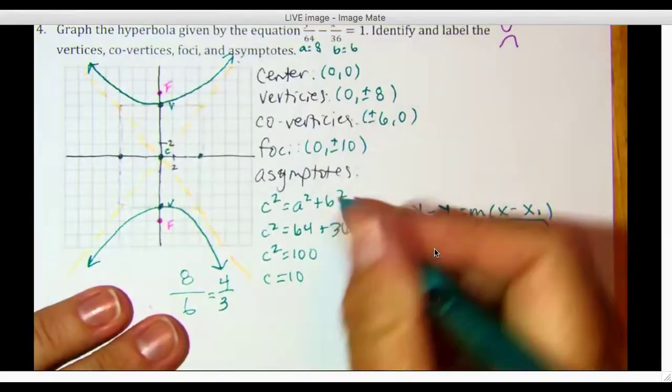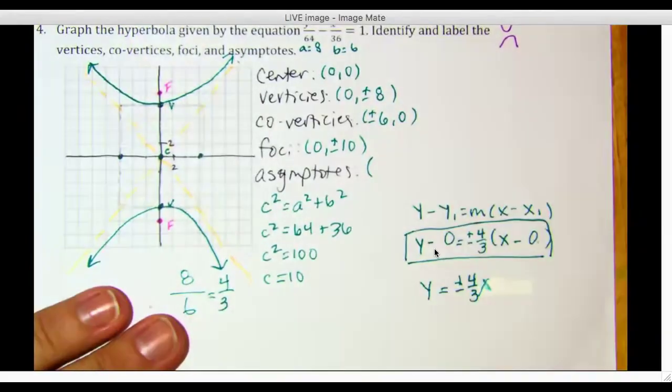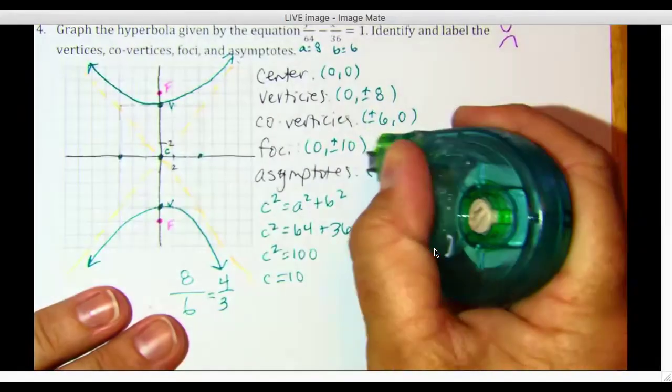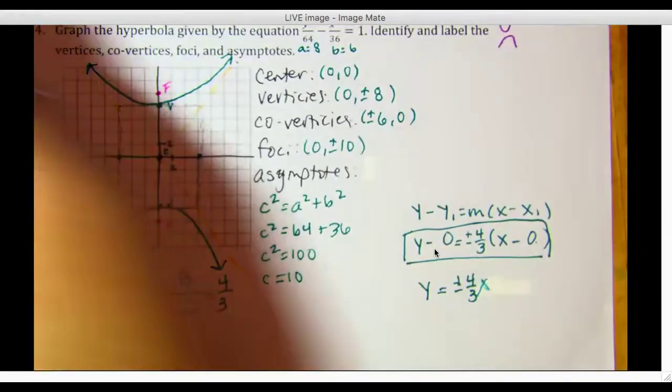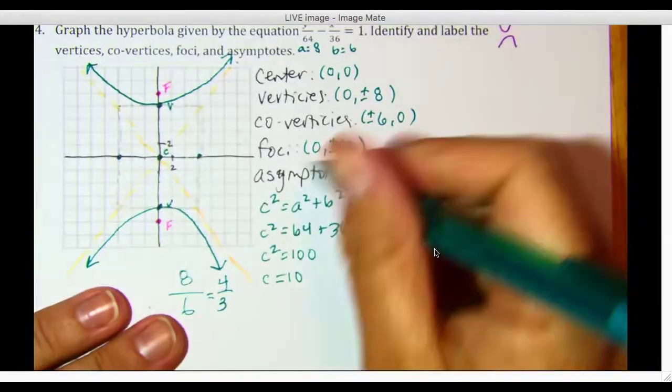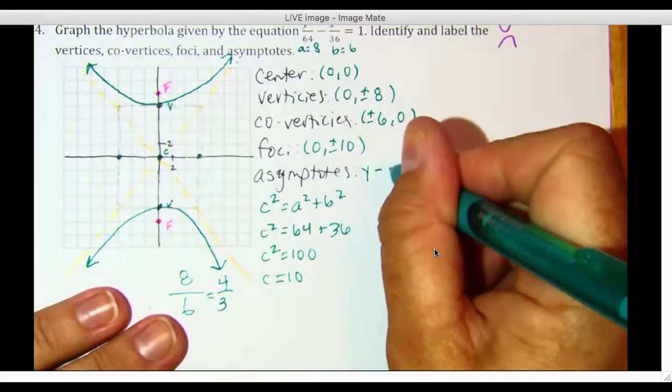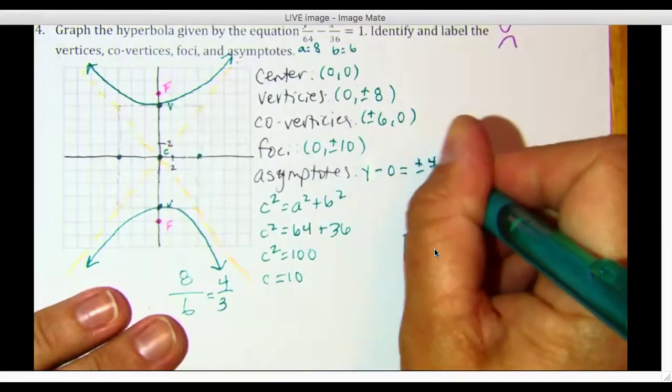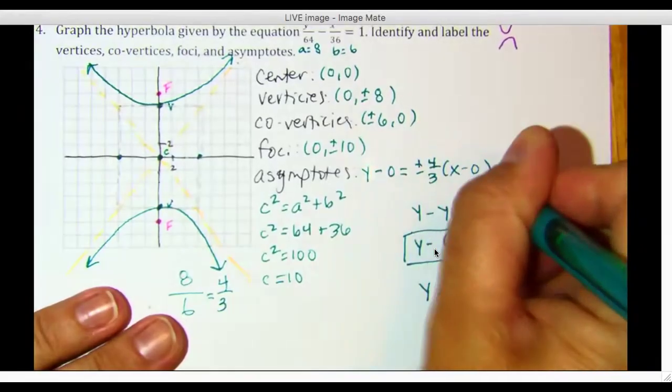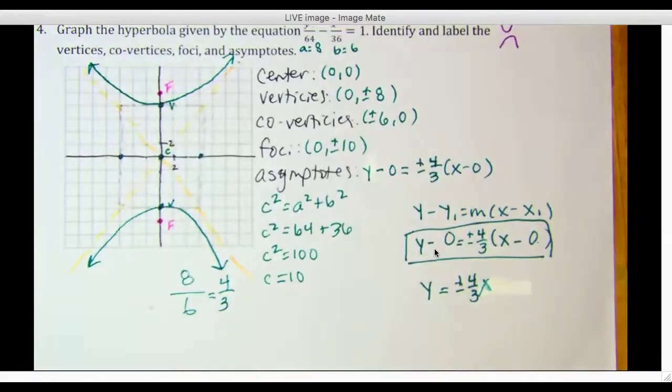In fact, I'd prefer if you get in the habit of leaving it just like this, because when your center is not at the origin, I definitely want you leaving it in this form. So I'm going to write y minus 0 equals plus or minus 4/3 x minus 0. And that's how we find the asymptotes. All right, on to the next slide.